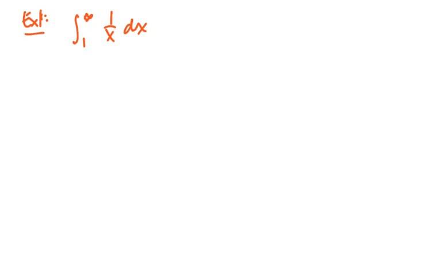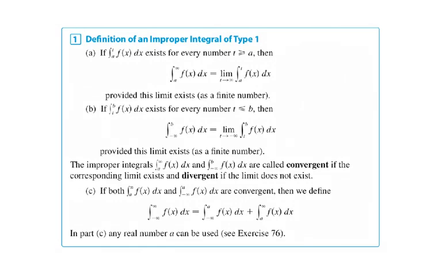And if we look at the definition of an improper integral, then the definition tells us that if the integral exists right here, then we take the integral and we look at the limit. Notice that we change the upper bound from infinity to t, and we take the limit as t approaches infinity. So that's how you handle this, provided the limit exists as a finite number.